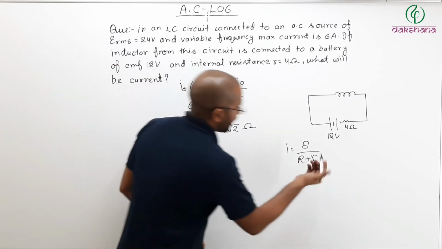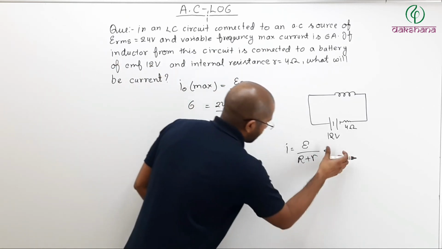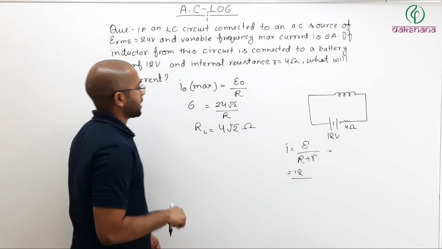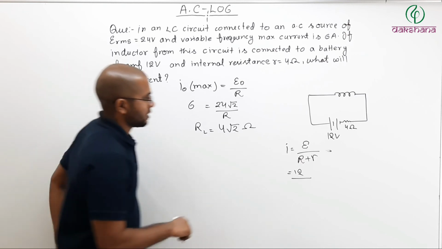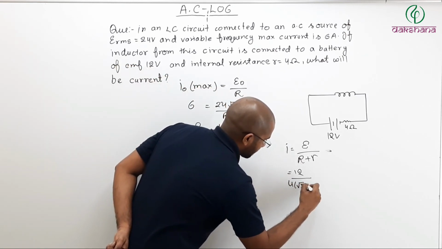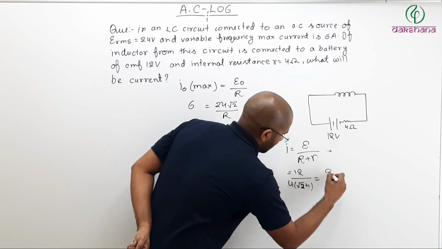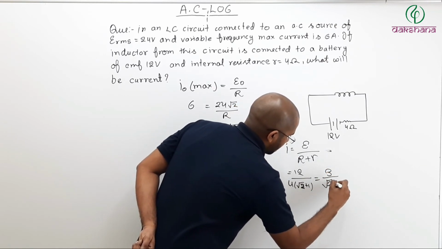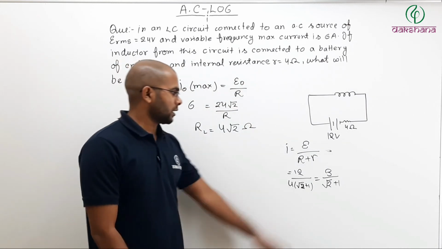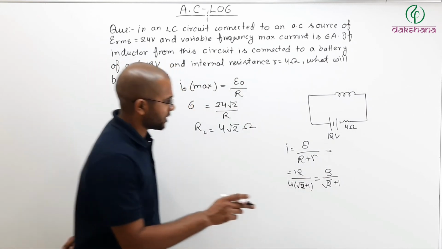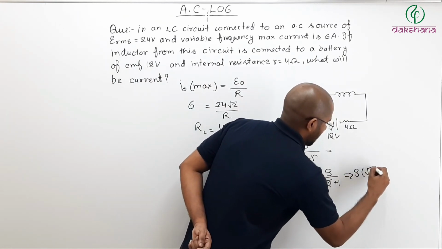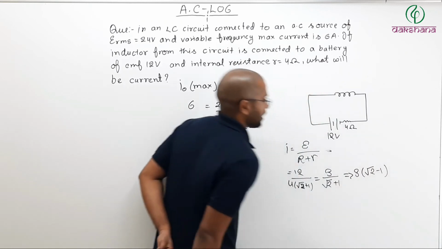So EMF is 12, so this will be 12 divided by R. What is capital R? 4 root 2. What is small r? 4. So 12 divided by 4 times root 2 plus 1. That would be nothing but 3 divided by root 2 plus 1. And if you remember, you can also simplify this a little bit. How? You can write this as 3 times root 2 minus 1 as well.